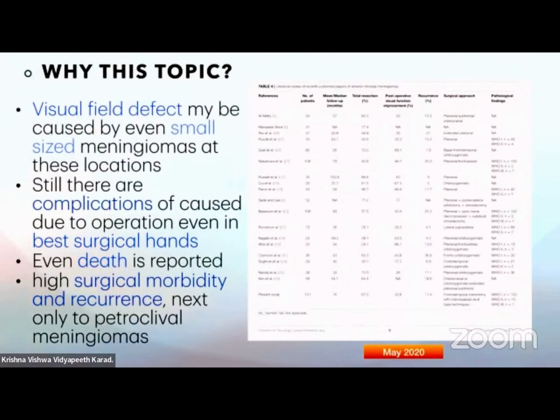Visual field deficit is the most common symptom and presents early with a small lesion if it invades the optic canal early. Still, there are multiple complications of surgery even in the best surgical hands, and this is still reported as one of them. It's of high surgical morbidity and recurrence next to petroclival meningiomas. That's why it's important to put more focus on this topic.